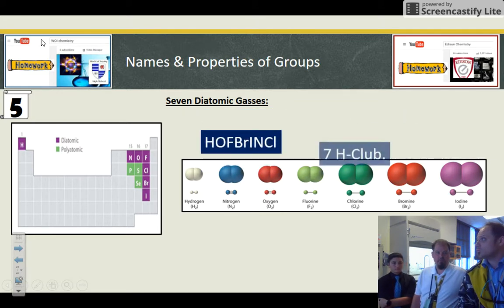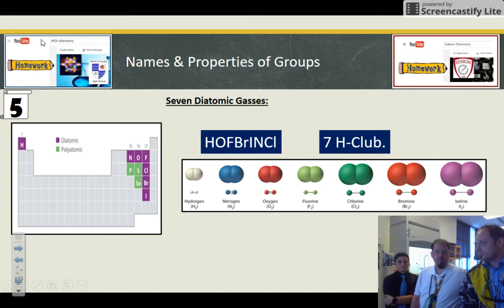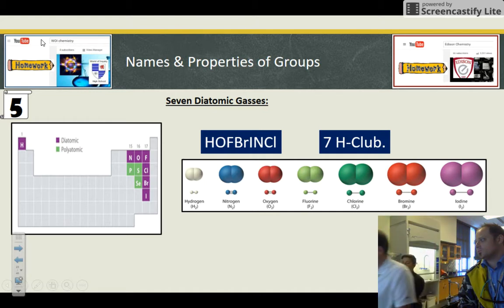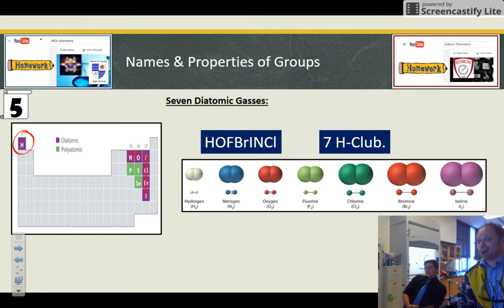There's 2 ways to remember. First is the acronym Hofbrinkel, which is literally all of the elements: H, O, F, B, R, I, N, and Cl. And the other way is the 7H club. Let me just show you real quick. If you start at element number 7, which is nitrogen, you can make a 7 and then an H. So that is how we get what we call the 7H club. Crafty.